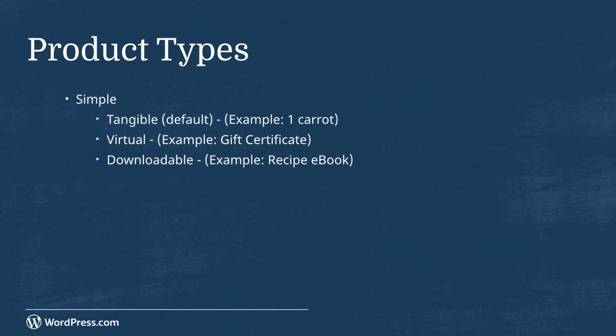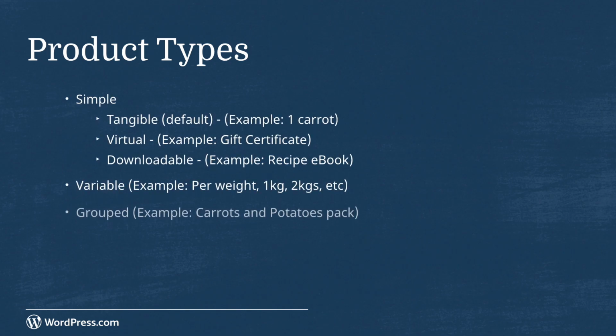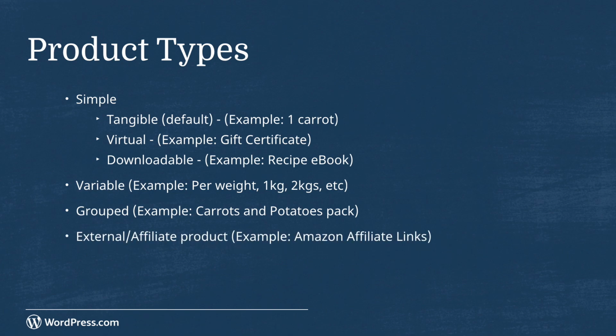By default, there's 4 product types that you can add to a WooCommerce store. We'll go through setting up simple and variable products today, and I invite you to visit WooCommerce.com to learn more about grouped and affiliate product types.